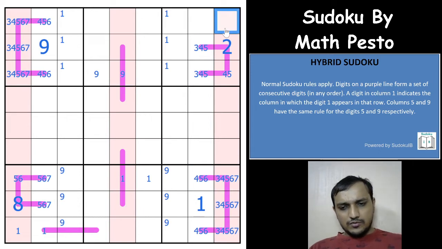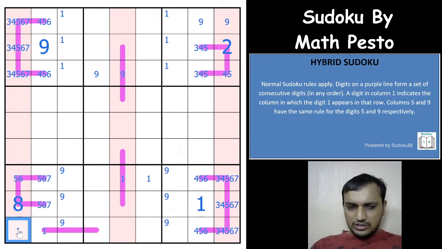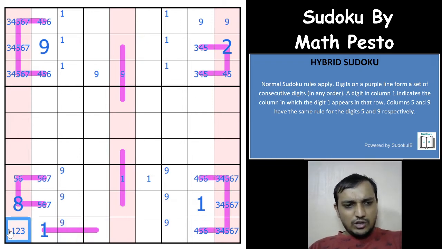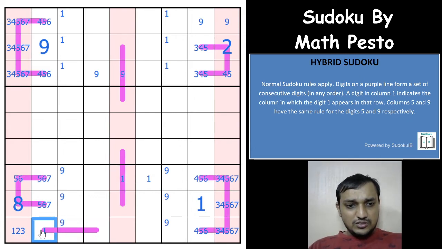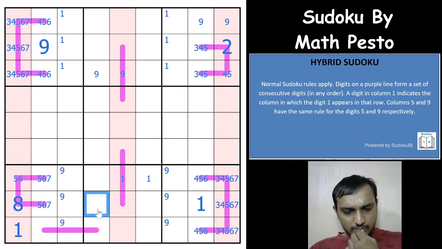9 would have to be in one of these 2 cells. This cell would have to be 1, 2 or 3, right? So which means if you have a 1 here, these 2 cells would have to be 2 or a 3, and you cannot have anything here due to the Renban constraint. Which means you cannot have a 1 here. Okay, you cannot have a 1 here, and 1 would have to be here. That's done.